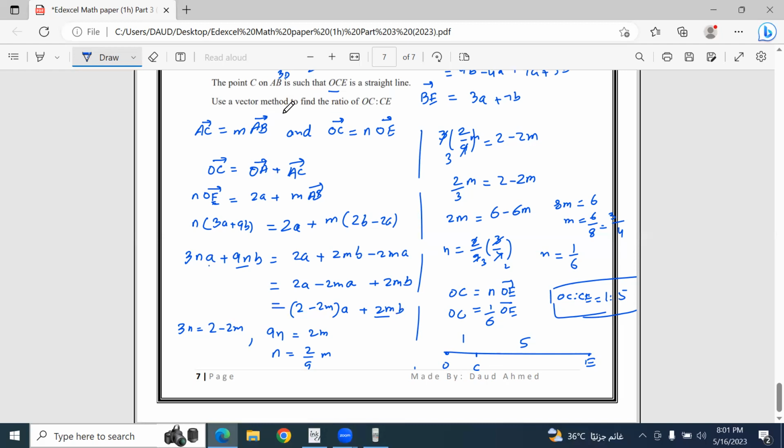I hope you get it. Use the vector method to find OC to CE, and I hope you will get all this calculation.